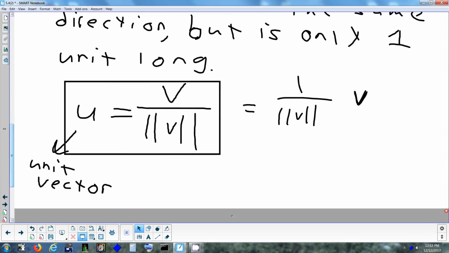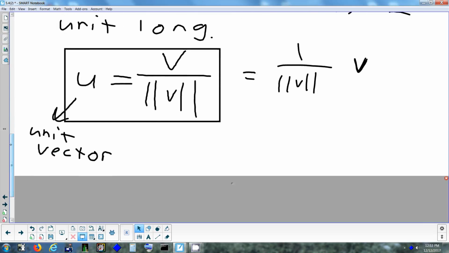The first thing you have to do when they give you a vector is figure out, is it already a unit vector? Maybe it already has a length of 1, and you don't have to do anything to it. If it doesn't have a length of 1, then we'll plug it into this formula and see what we have. Does everybody have the formula to find a unit vector?